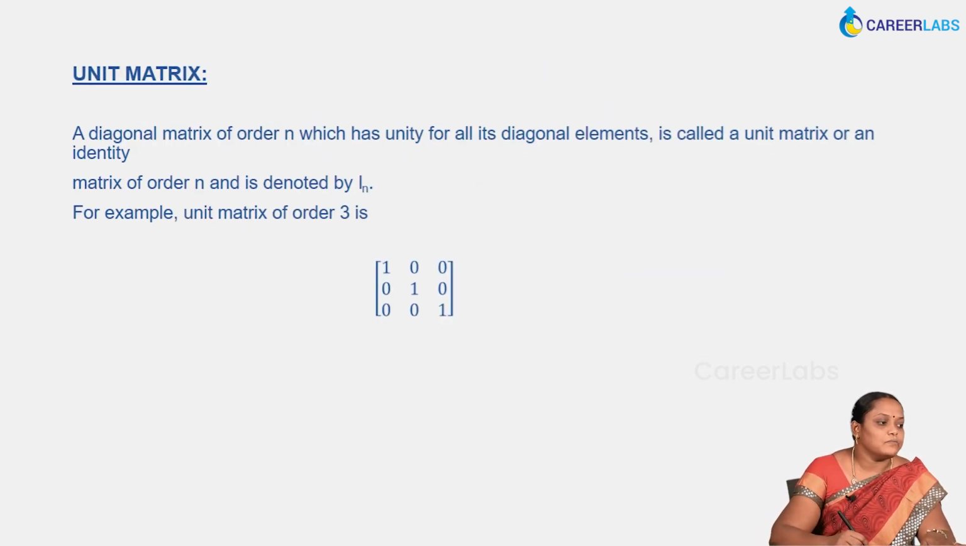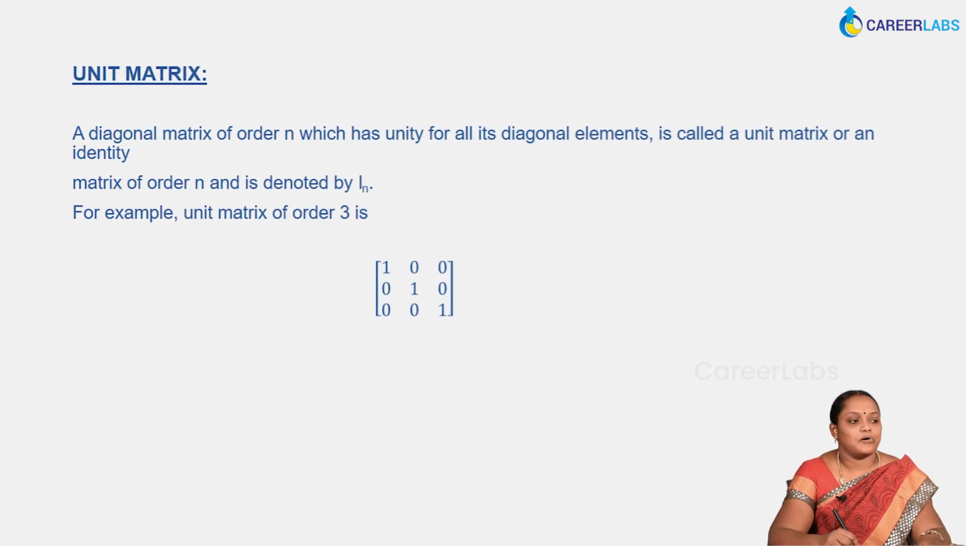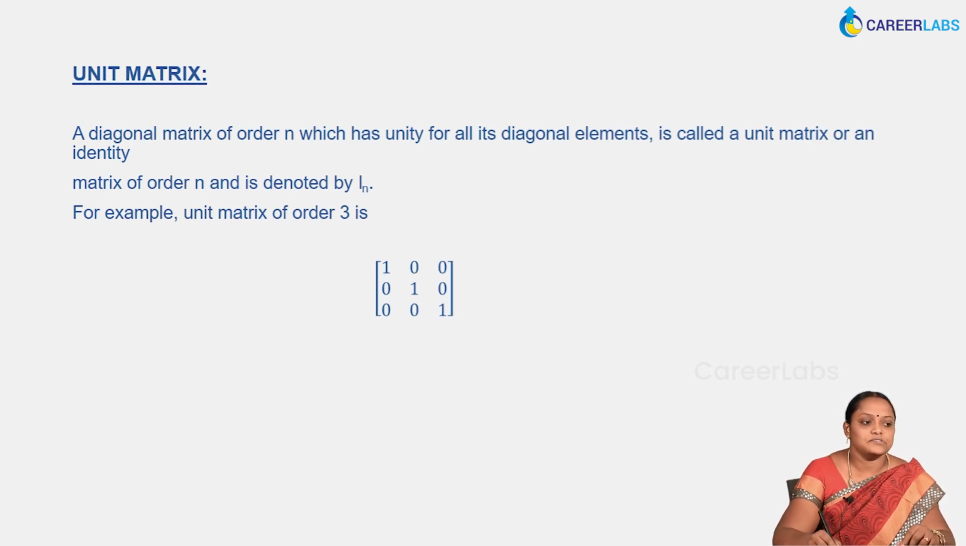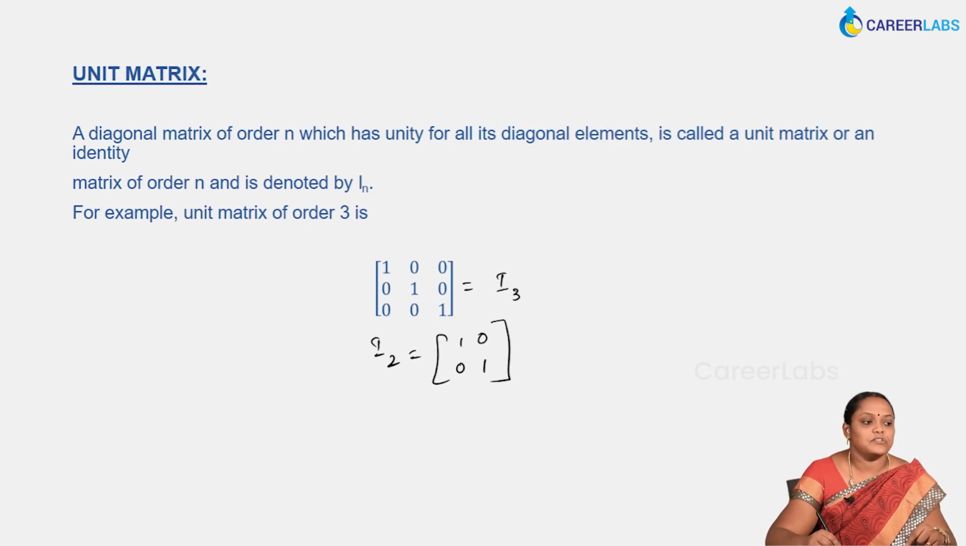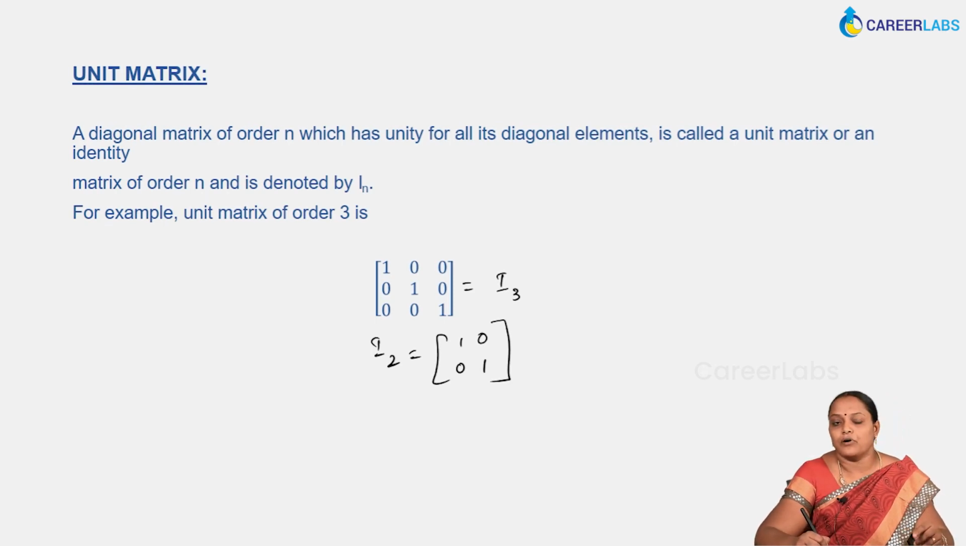Now coming to the unit matrix, a diagonal matrix of order n which has unity for all its diagonal elements, we have already defined this, and it is always denoted by In. Here n is the order of the matrix. Here this is I3, and I2 is 1 0 0 1. So this is the unit matrix of order 3, and I2 is the unit matrix of order 2.